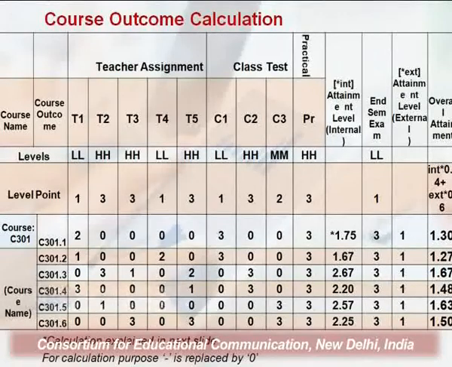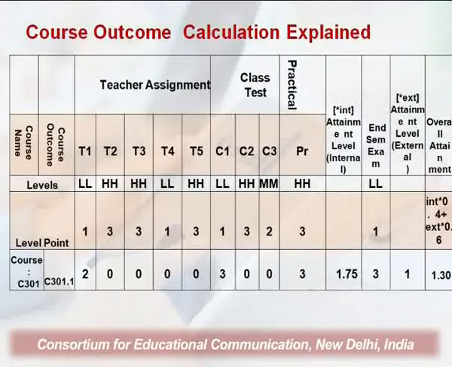Similarly, for the course outcome calculations, on the left hand side we have the course name, and the course outcomes, the teacher assessment and the class test, then the percentage attainment level is mentioned, the end semester marks and the external attainment level are mentioned, and the overall assessment is there, which is internal plus external. If you see the matrix here, I will let you know how we have calculated this, this is how it is placed.